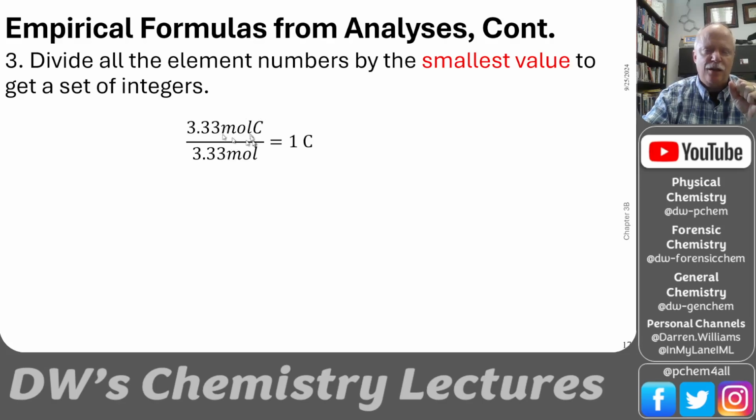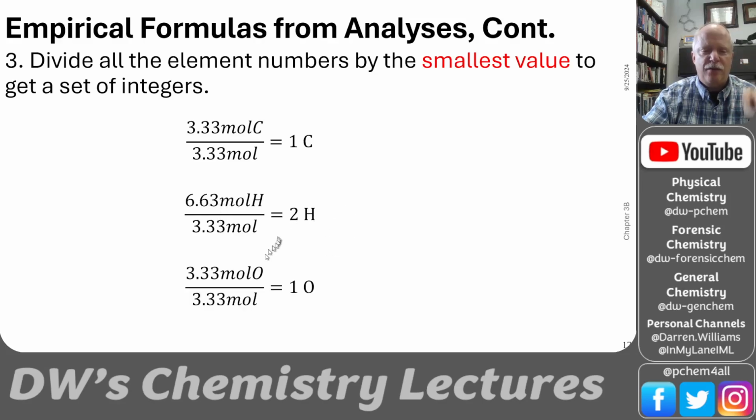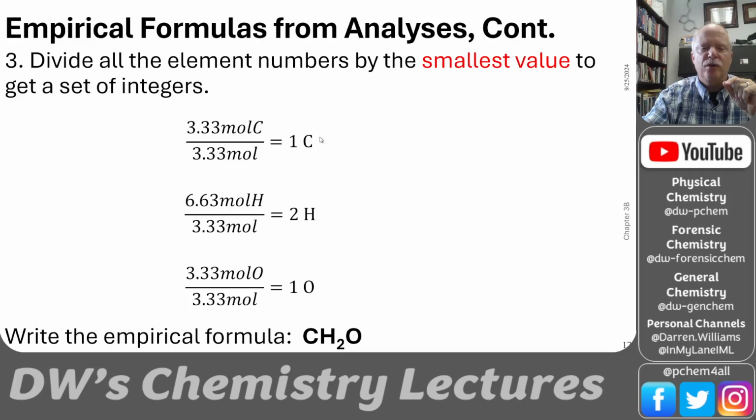So if I divide the carbon number of moles by 3.33, I get 1. So 1 carbon. If I divide the hydrogen by 3.33, I get 2 hydrogens. And if I divide the oxygen, I get 1 oxygen. So now we have nice, beautiful whole numbers, and that's the empirical formula from this elemental analysis. So that's how we come up with the empirical formulas. The word empirical means experimental, and so this is an ancient type of experiment. So this is how we came up with the percent composition of substances and their empirical formulas.